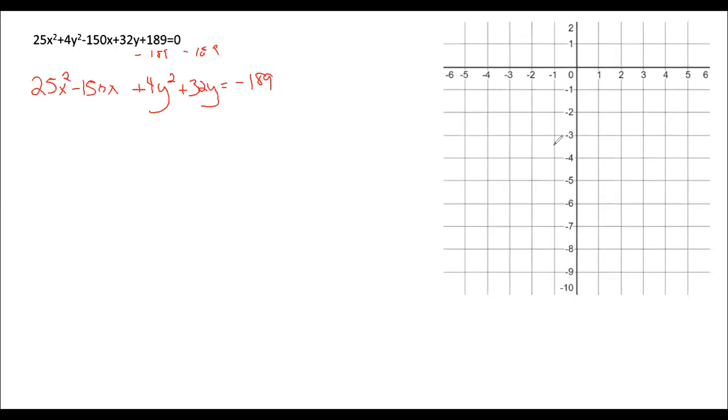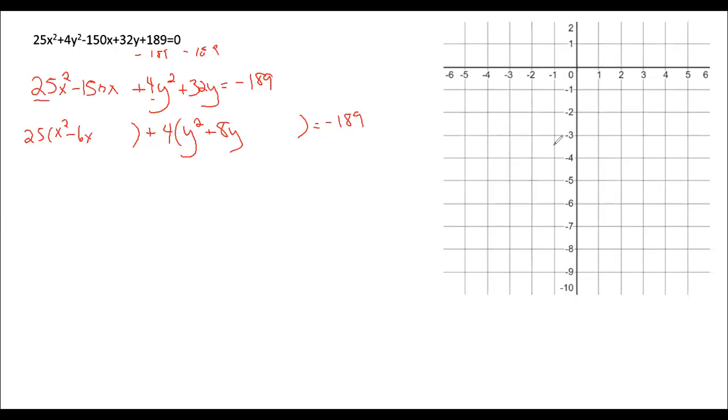Okay, the next step is we want to factor out our leading coefficients, so we want to factor out our 25 and our 4. We factor out 25 over here and we're left with x squared minus 6x. I'm going to leave a space because we're going to complete that and make it a perfect square. Here we're going to factor out a 4, and we have y squared plus 8y. And again, I'm leaving a space. This is equal to negative 189.